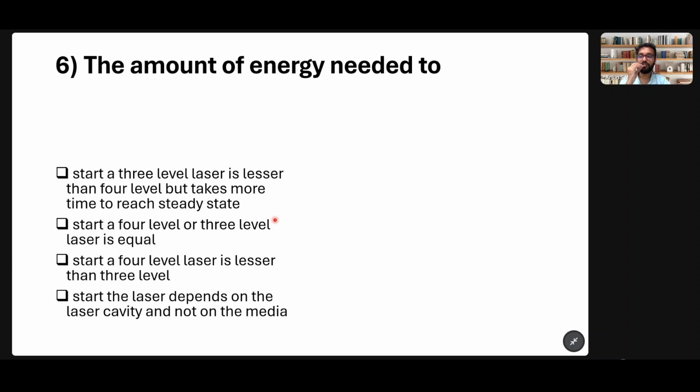So question number 6, the amount of energy needed to, as same question almost. Option A: start a 3 level laser is lesser than 4 level laser, but takes more time to reach steady state. Option B: start a 4 level or 3 level laser is equal. Option C: start a 4 level laser is lesser than 3 level laser. Fourth option is start the laser depends on the laser cavity and not on the media. So it's a pretty straightforward question if you had answered all the previous questions. The answer is it's easier to start a 4 level laser than the 3 level laser, because the amount of energy needed to start a 4 level laser is lesser than a 3 level laser.